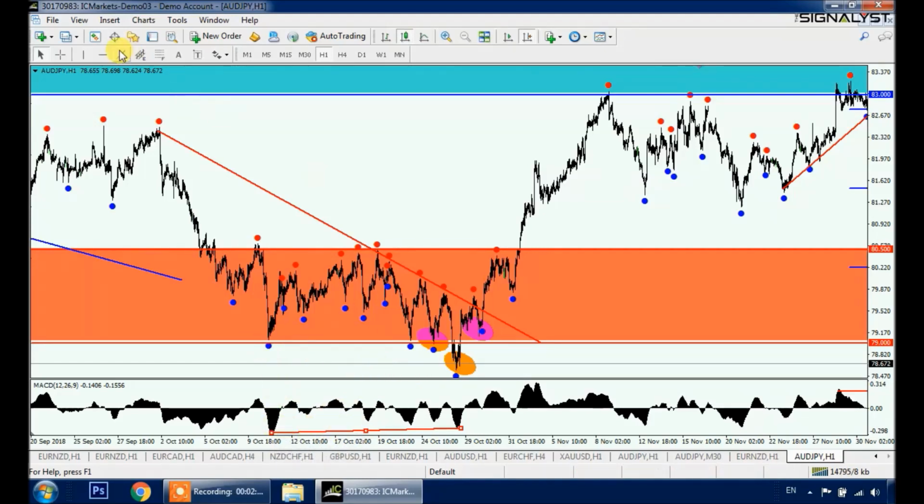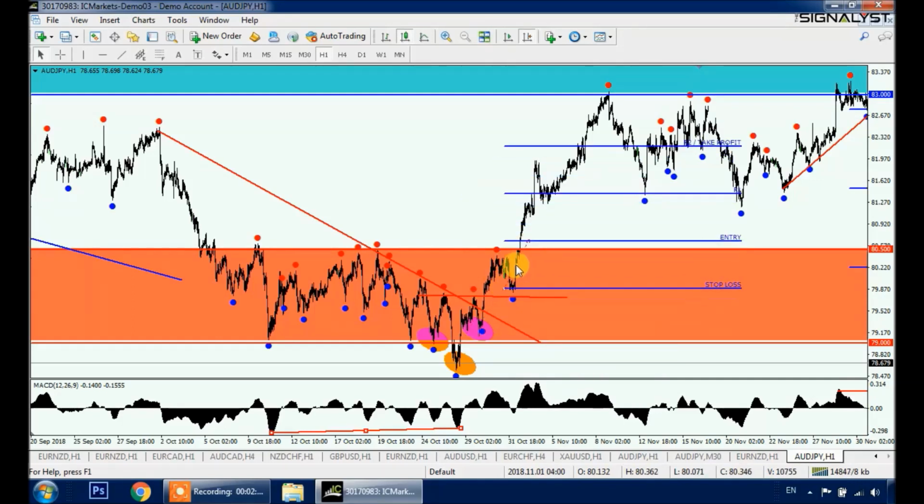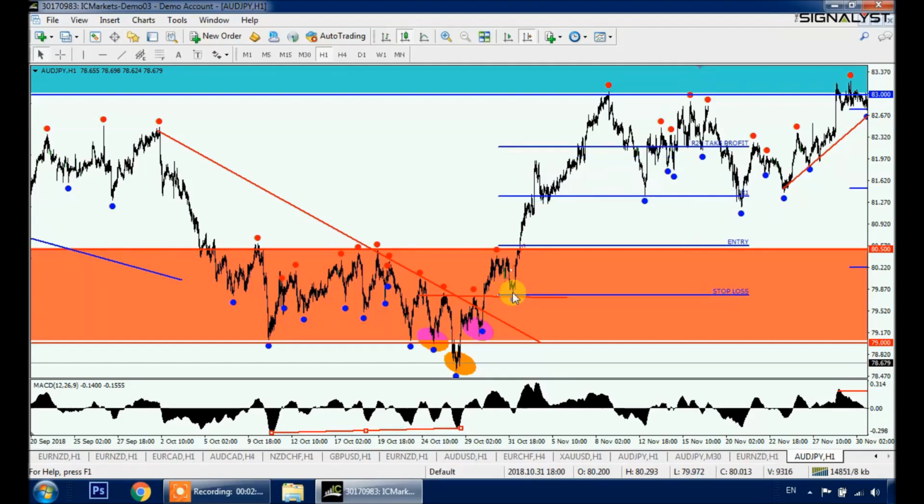Our entry would be a candle close above the head and shoulders neckline, which would be here in this case, and we always target a 2-to-1 risk reward ratio. Our stop loss is below the right shoulder. For conservative traders, you can wait for a candle close above the red zone, and the stop loss would be the last swing, and as usual target a 2-to-1 risk reward ratio.